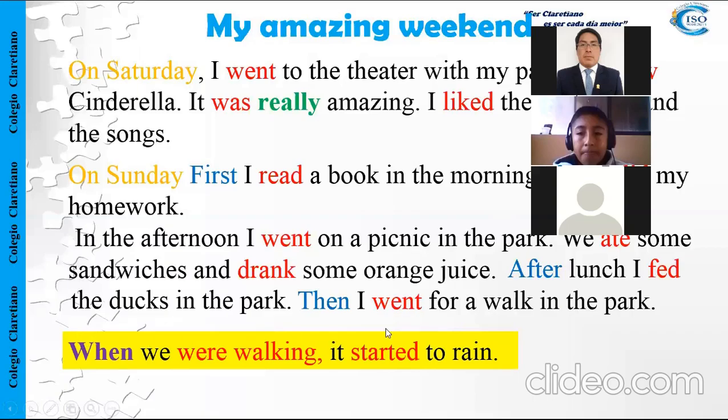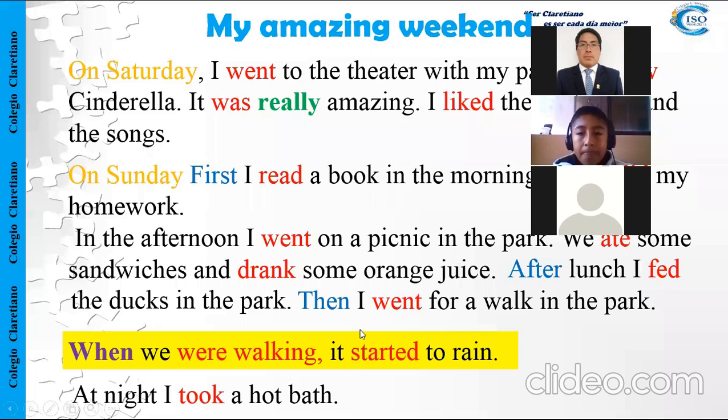This is important, please. If you can consider this example in your writing, it is excellent. When we were walking, it started to rain. You see, two actions at the same time. Two actions at the same time. When we were walking in the park, it started to rain. Okay, as you can see. At night, the last activity, I took a hot bath. As you can see, this is an example of a composition you need to write.